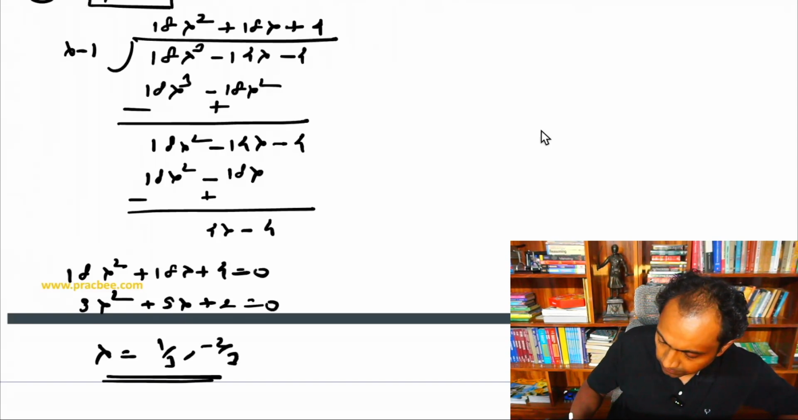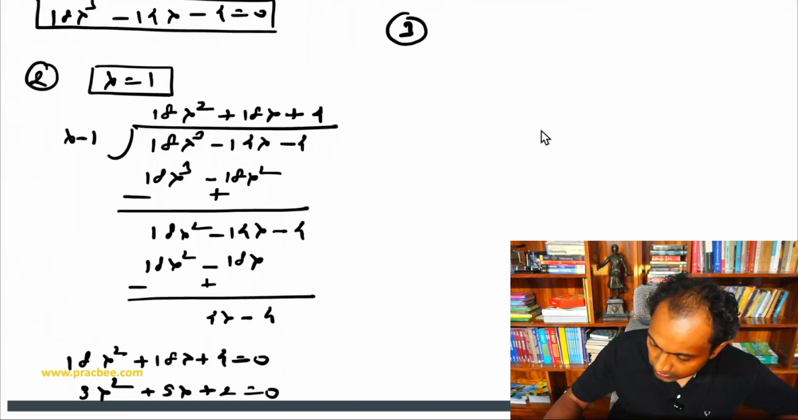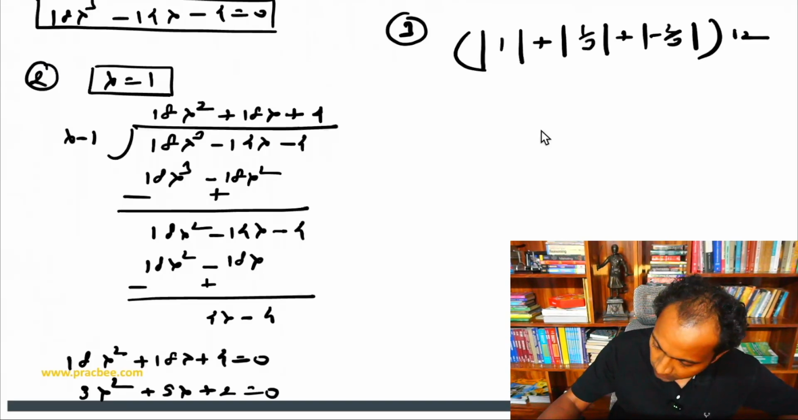Now the next part of the question says that we need to consider the sum of the modulus, or the absolute values, of all of these values. And if I take the absolute value of all of these values and multiply it by 12, my answer comes out to be 2 into 12, that comes out to be 24.